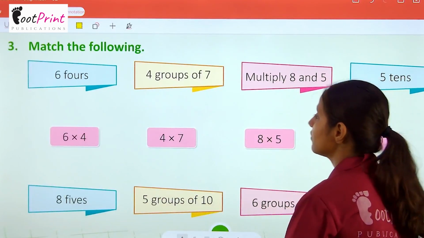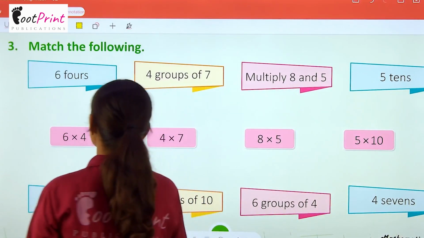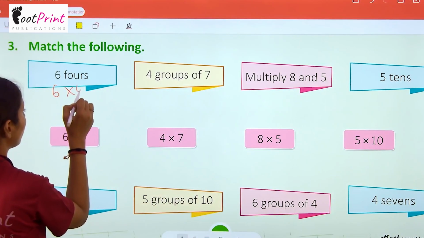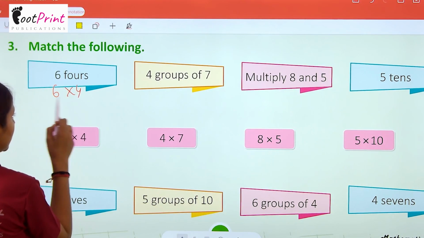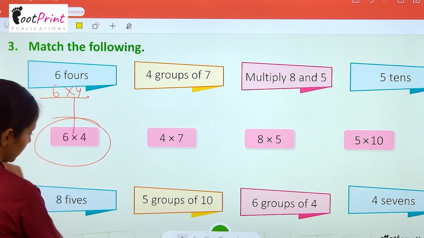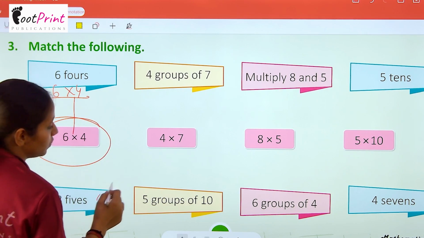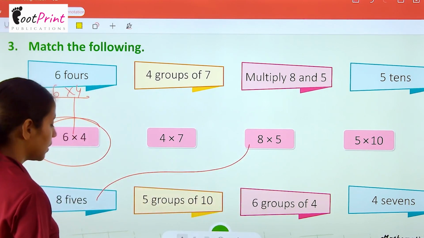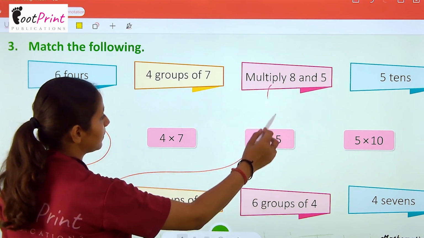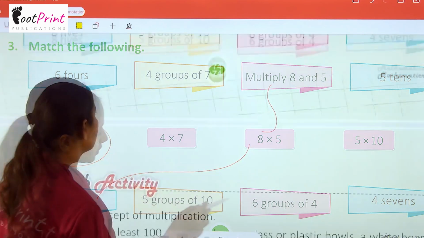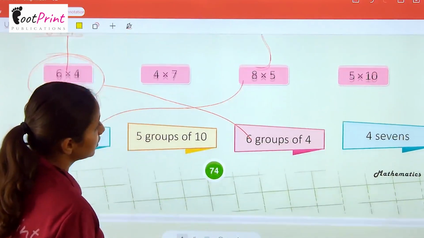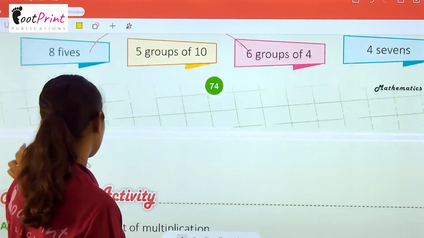Now match the following. 6 4s, that means 6 multiplied by 4, that is 24 also. So this one is 6 4s. Like 8 5s. So 8 5s is this. Okay. As I did here, you have to do the rest of the matching by yourself.